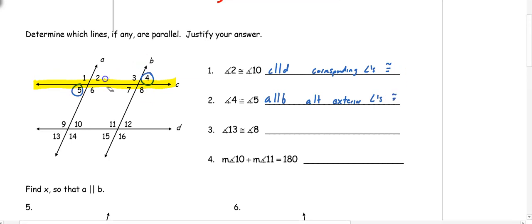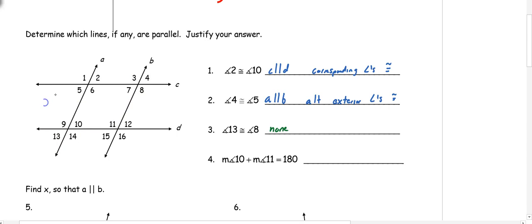In number 3, we have angle 13 is congruent to angle 8. Now, both of these angles don't have any shared sides because 13 is touching D and A, 8 is formed by B and C. Since they don't have a transversal, there is no relationship, so we can't show that any of our lines are parallel because there's no angle relationship.